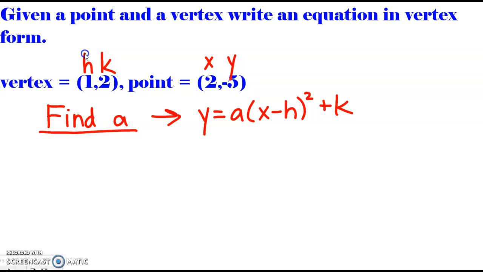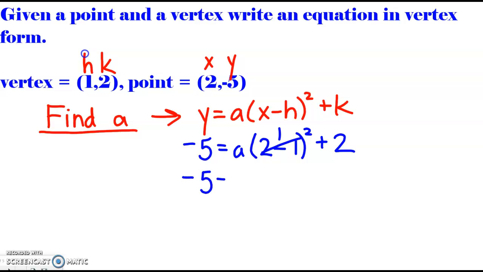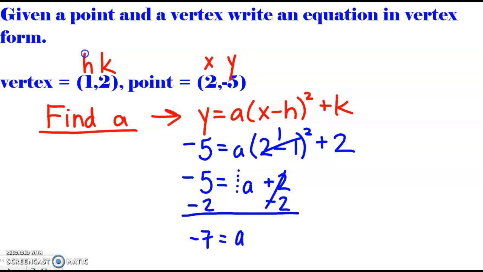So we know that y is -5 equals a, x is 2, minus h is 1, quantity squared, plus k is 2, right? So simplify: parentheses, 2 minus 1 is 1, 1 squared is 1, so we have -5 equals 1a plus 2, so then we would subtract 2 to find out that a is -7.